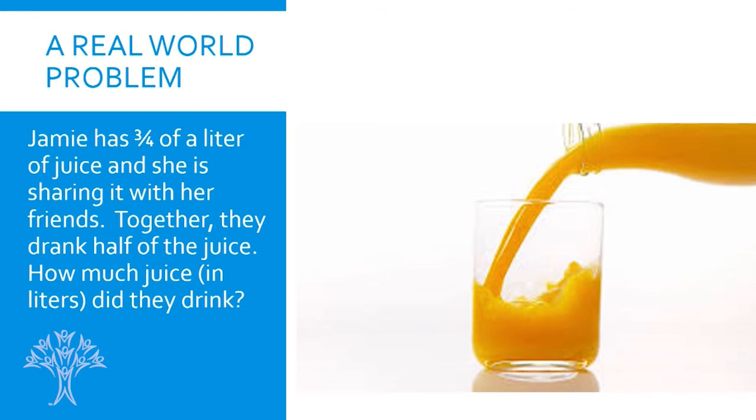Here's our first one. Jamie has 3/4 of a liter of juice, and she's sharing it with her friends. Together, they drank half of the juice. How much juice, in liters, did they drink? The important mathematical information in this story is that there was 3/4 of a liter of juice, and they drank half of it. So we're trying to figure out half of 3/4.